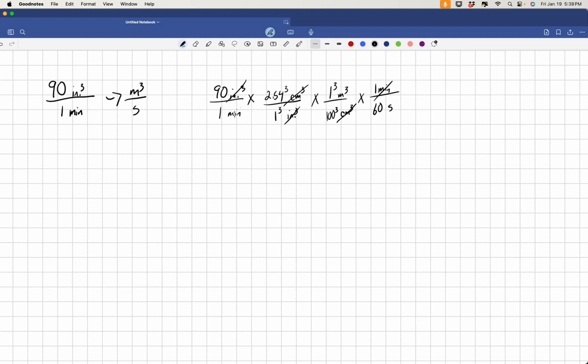So minutes cancels. Now all we have to do is rewrite it. 90, 2.54 cubed over 100 cubed times 60, and the unit of measure is meters cubed over seconds, or cubic meters per second would be the way you would say that. And that's the answer. Voila.